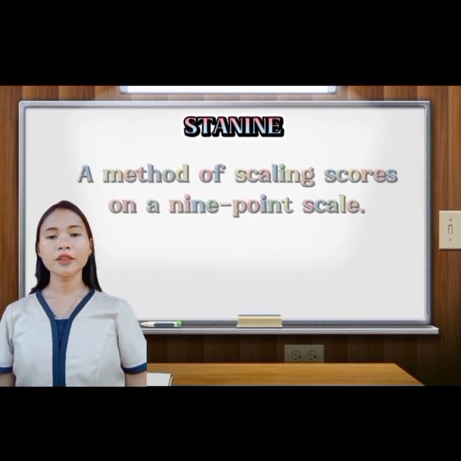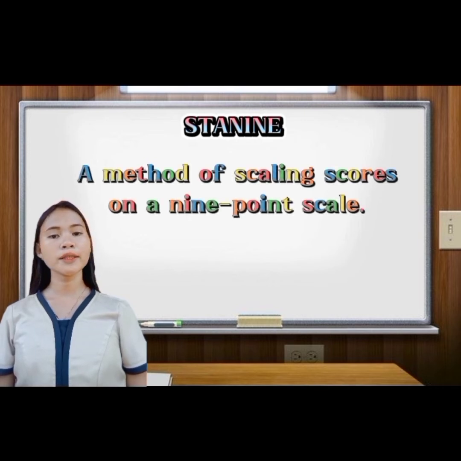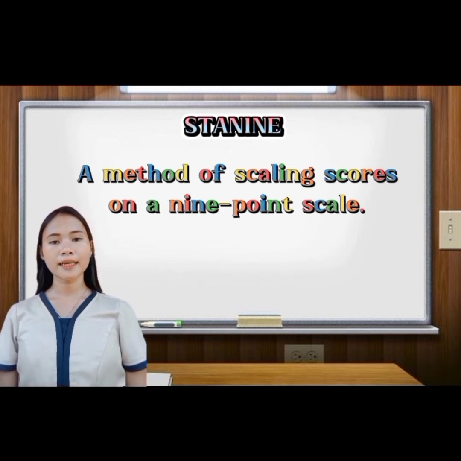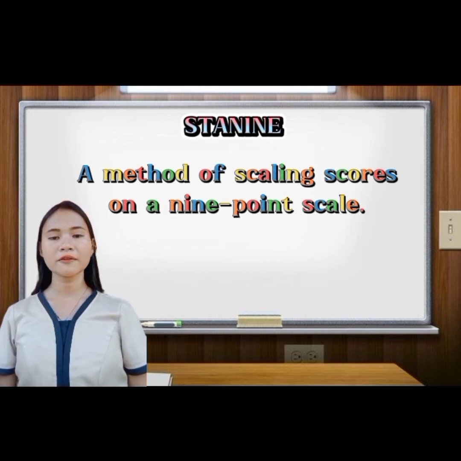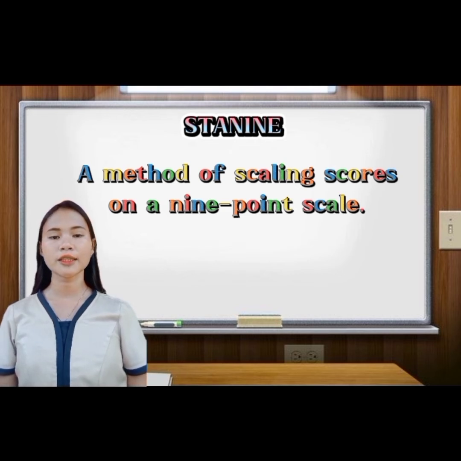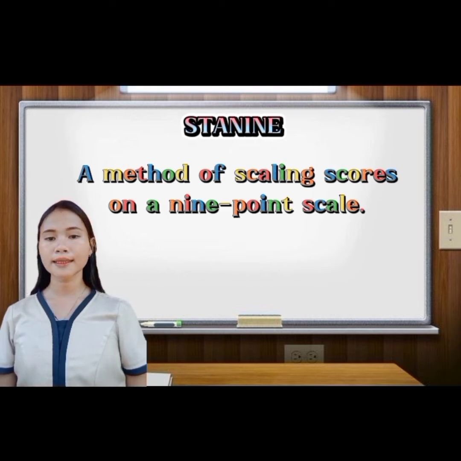Next is the STA9 or Standard 9. It is a method of scaling scores on a 9-point scale. So a STA9 is a 9-point grading scale ranging from 1 to 9. Unlike a z-score and t-score, the mean of STA9 is 5 and the standard deviation is 2. It can be used to convert any test score to a single-digit score. It is a method for scaling test scores from 1 to 9, where 1 is the lowest, the mean is 5, and 9 is the highest.